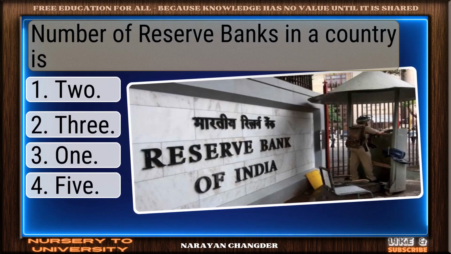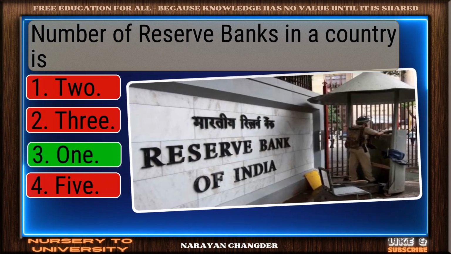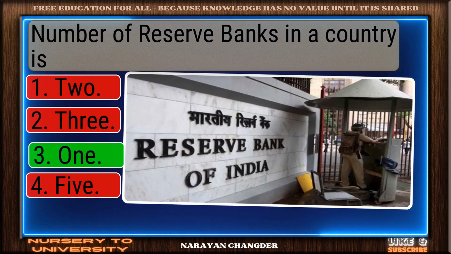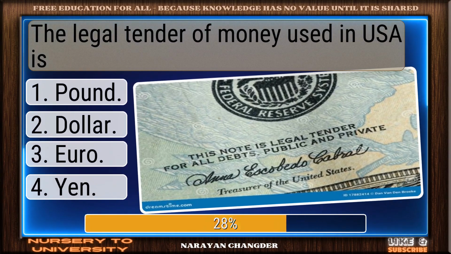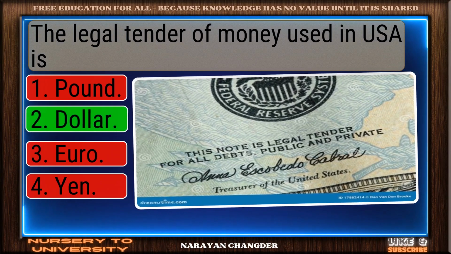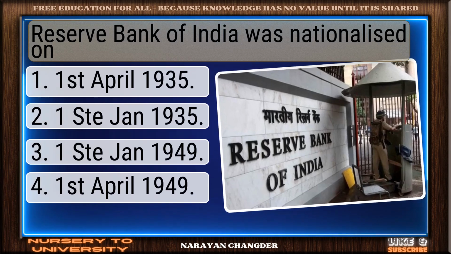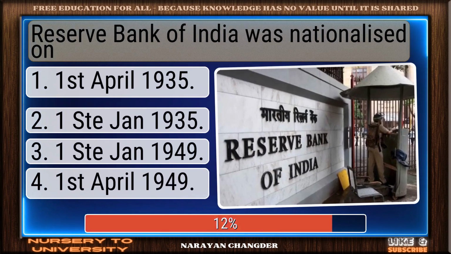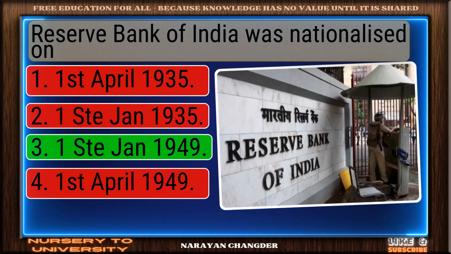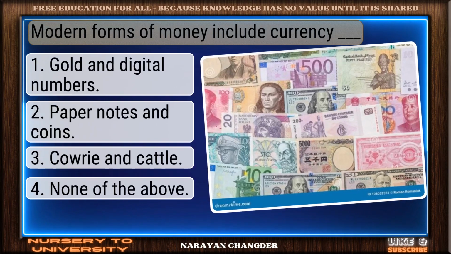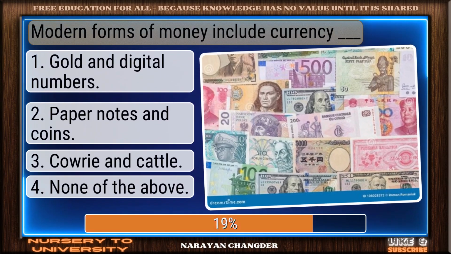Number of reserve banks in a country is... Nice work. One fits perfectly. The legal tender of money used in USA is... Nicely done. Dollar is solid. Reserve Bank of India was nationalized on... Bravo. 1st Jan 1949.